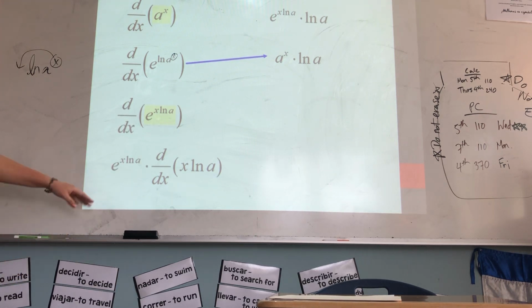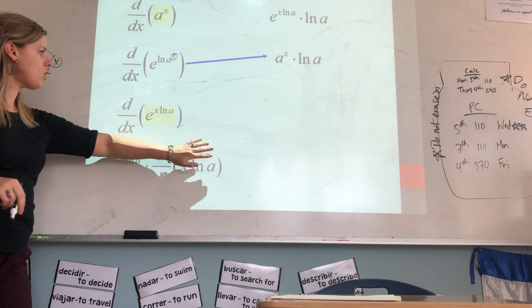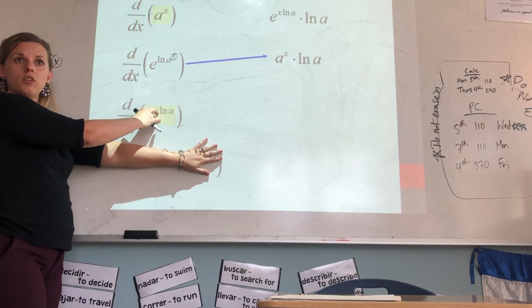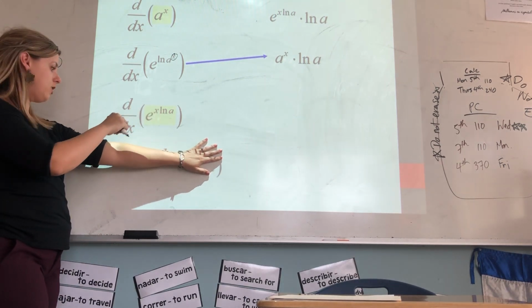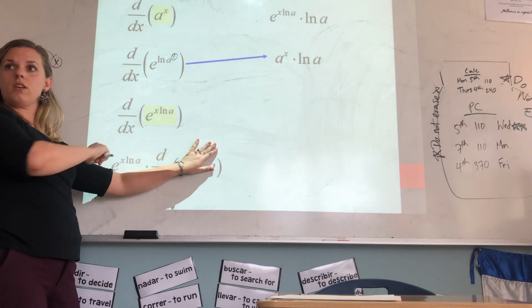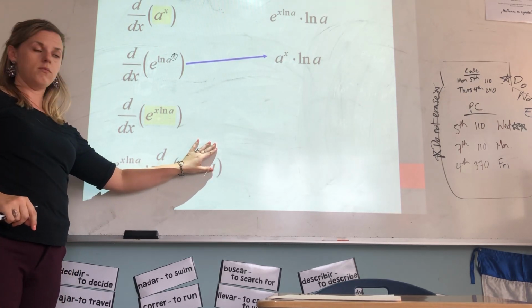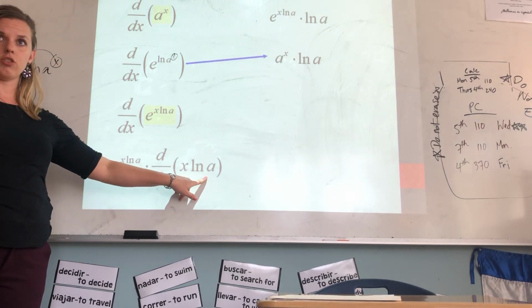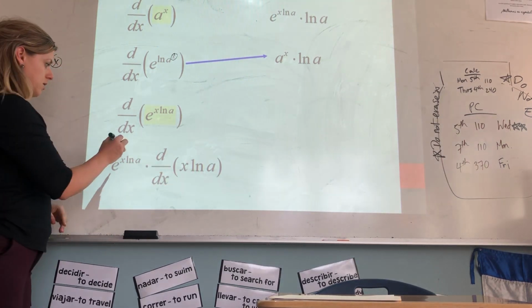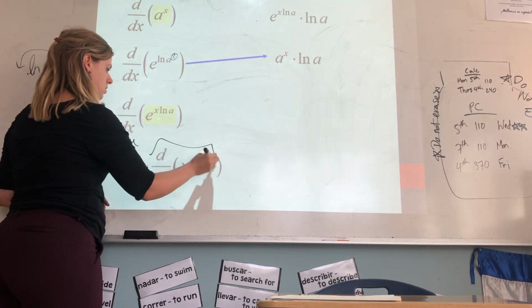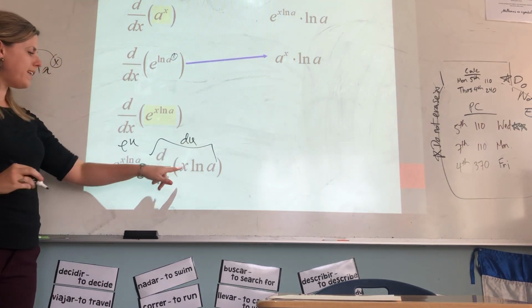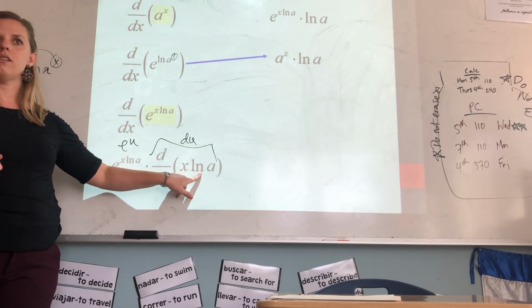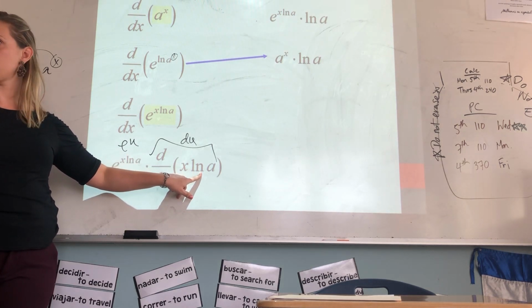So I'm going to legit derive this, okay? The derivative of e to the u is e to the u times the derivative of the inside. Let's just leave that as derivative of inside for a second. This is like e to the u du. So what is the derivative of x ln of a? ln of a is just a number.